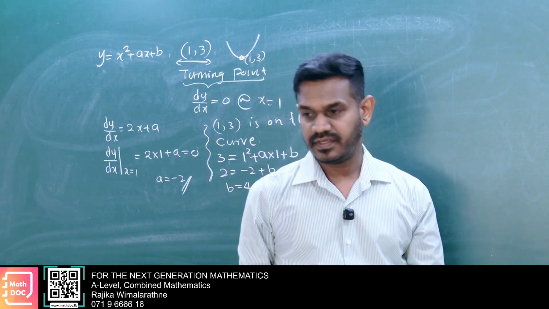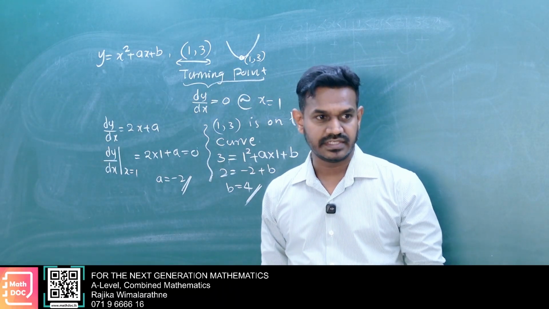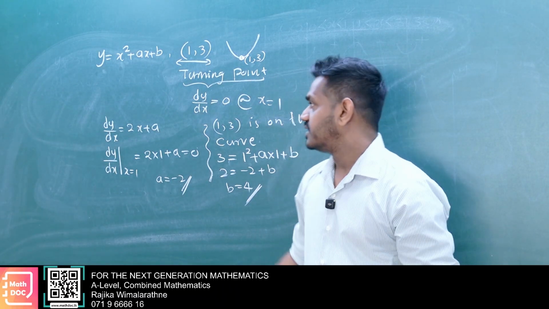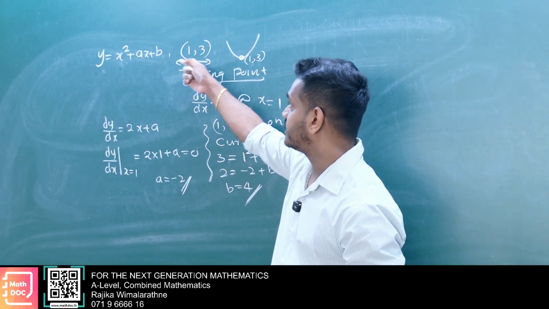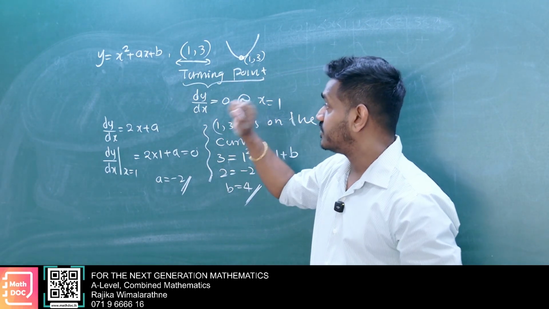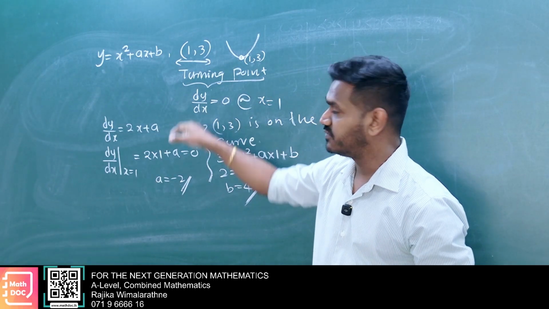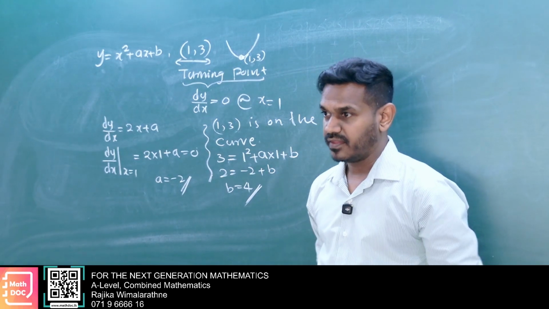Analyze the concept. Turning point means critical point, where the derivative is 0. At that point, the derivative is 0. Then you differentiate and substitute x equals 1, and the result will be 0. Then that point is on the curve, therefore you can substitute x equals 1, and the corresponding y value will be 3, no? 1, 3.